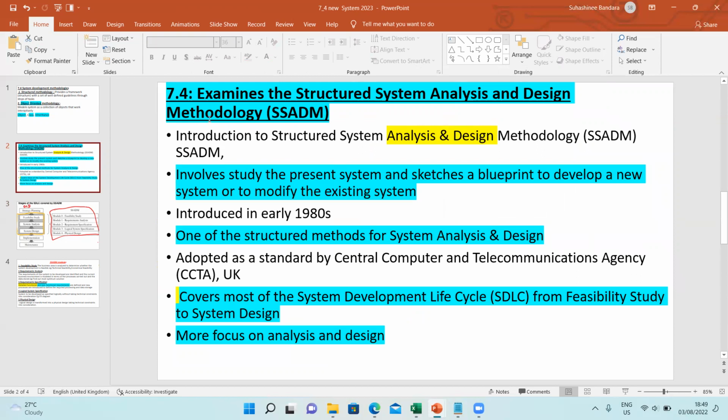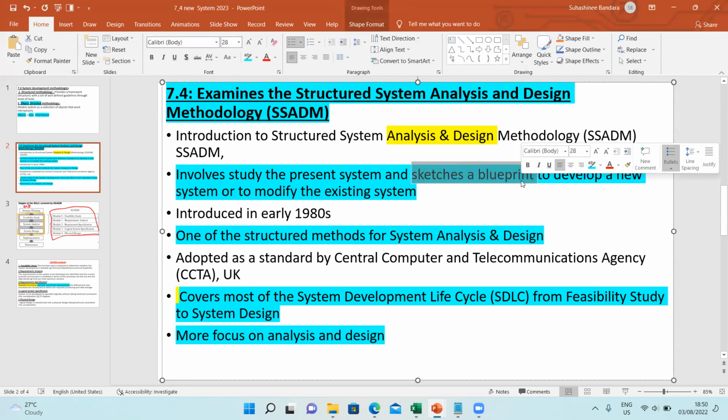Introduction to the structured system analysis and design methodology, SSADM. Just look at the wording: Structured System Analysis and Design Methodology, SSADM. It involves studying the present system and sketching the blueprint, which is very important, to develop a new system or modify the existing system. Sketching the blueprint means making a plan. And we are going to represent the requirements, feasibility studies, those things.